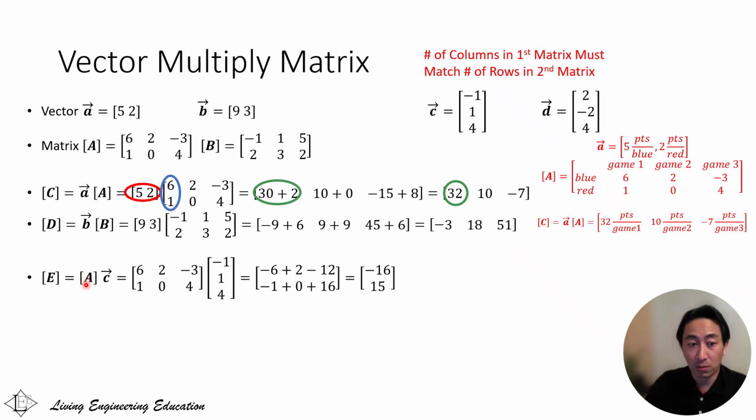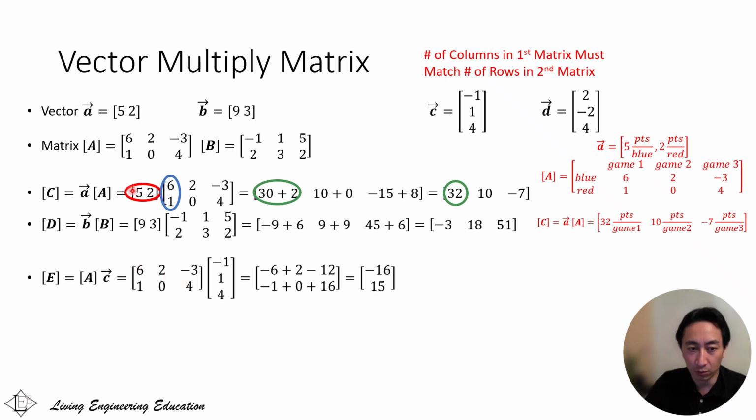Now, if you swap it, you want to make the matrix multiply by the vector, you'll find that because of this rule, you can't swap these around, right? But I can multiply the A matrix and the C vector, because the number of columns in my A matrix is 3, and in my C vector, we have 3 rows, so it matches up.